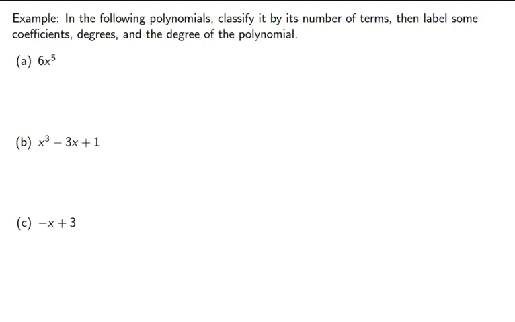Let's practice this just a little bit. We've got 3 polynomials, and we want to classify by the number of terms and label some of the coefficients and the degrees and the degree of the polynomial. First off, this polynomial has one term. That makes it a monomial. Coefficients, well, there's only one. The coefficient is 6. And the degree of both the polynomial and the one term is the power 5.